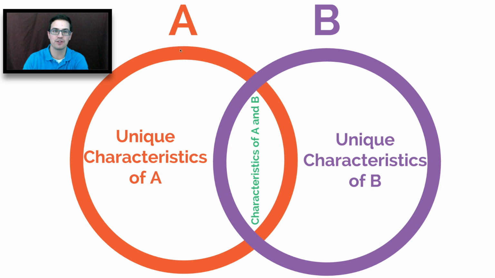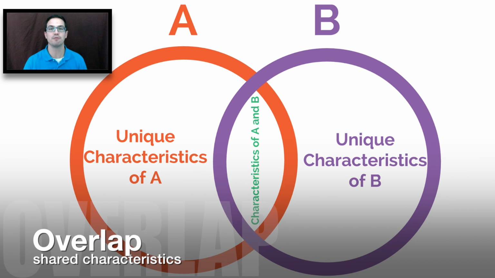Okay, so right here we have circle A and circle B. And if you notice in circle A, it says unique characteristics of A. So whatever A is, some object, some idea, whatever it is, it's unique characteristics of that thing. Okay, B has the same thing. It's unique characteristics of B. But where the circles overlap is characteristics that both A and B share. So it shows the similarities between A and B. And that's basically what the essence of Venn diagrams are. Where they overlap, that's where the information is shared.